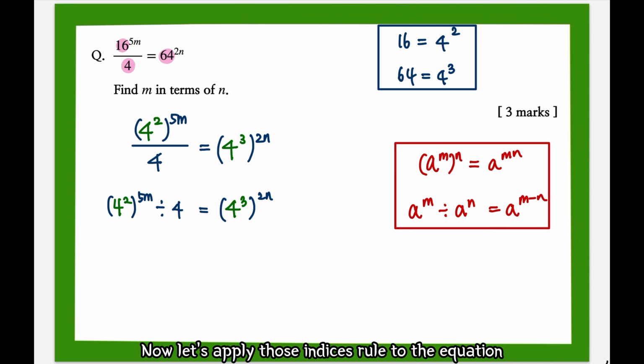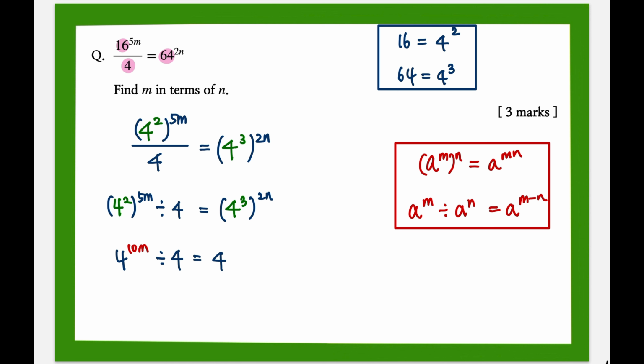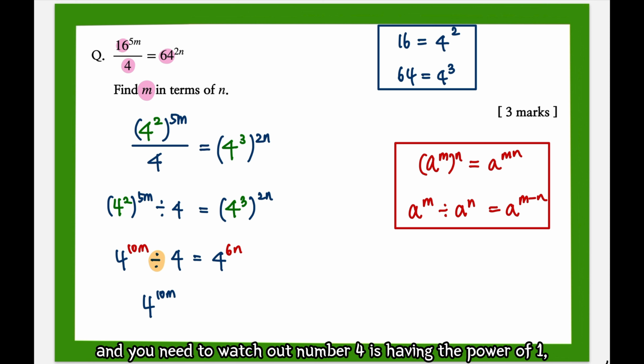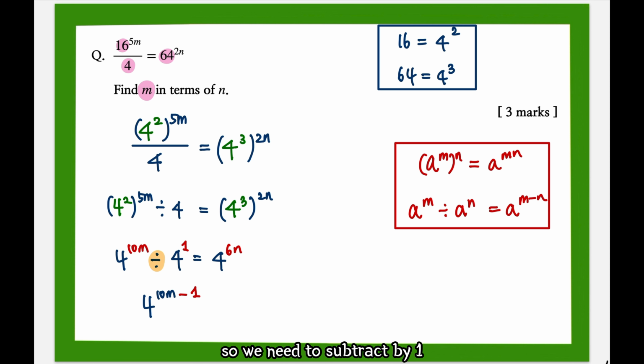Now let's apply those indices rules to the equation. So 4 to the 10m divided by 4 is equal to 4 to the 6n, using the first indices rule. Since there is a division sign, we can apply the second indices rule to simplify into 4 to the 10m. And you need to watch out that the number 4 has the power of 1, so we need to subtract 1, which is equal to 4 to the 6n.